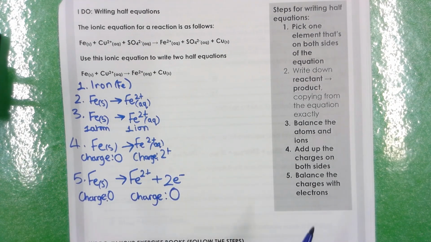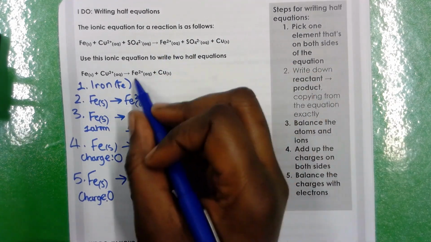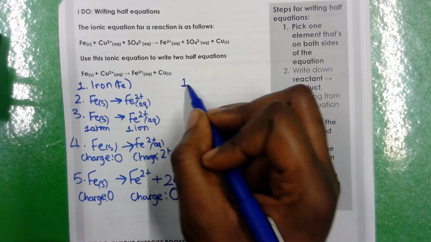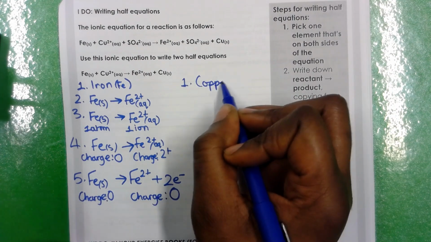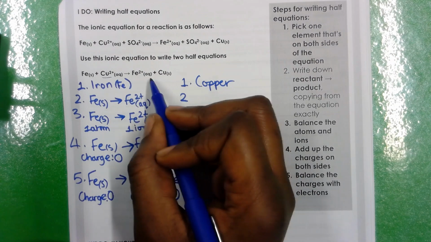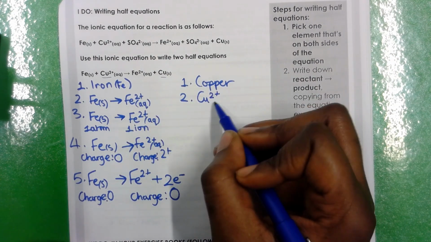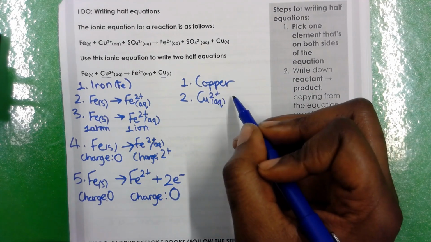That is balanced. Let's try it again with copper. That's our second bit here. So 1 copper. Step 2, we're going from this to this. So our copper ion becoming our atom.